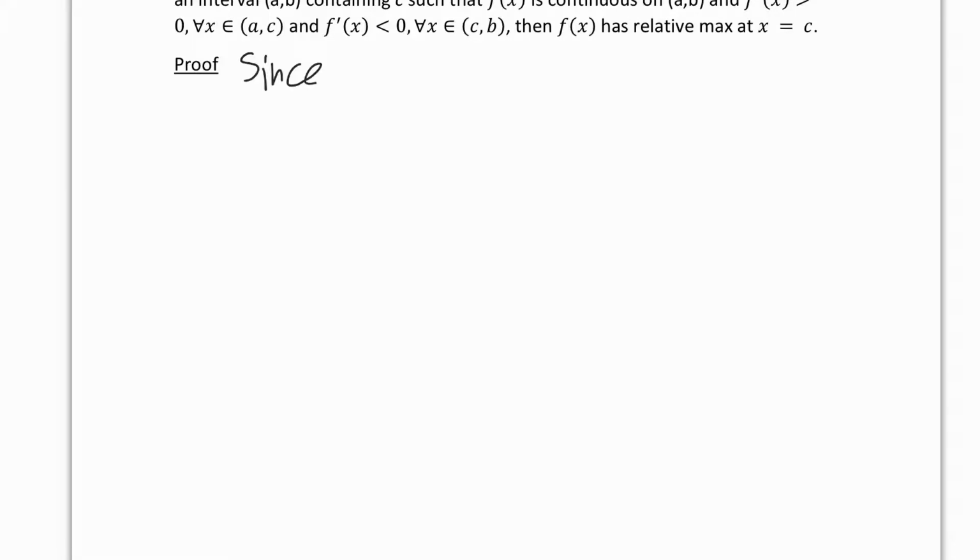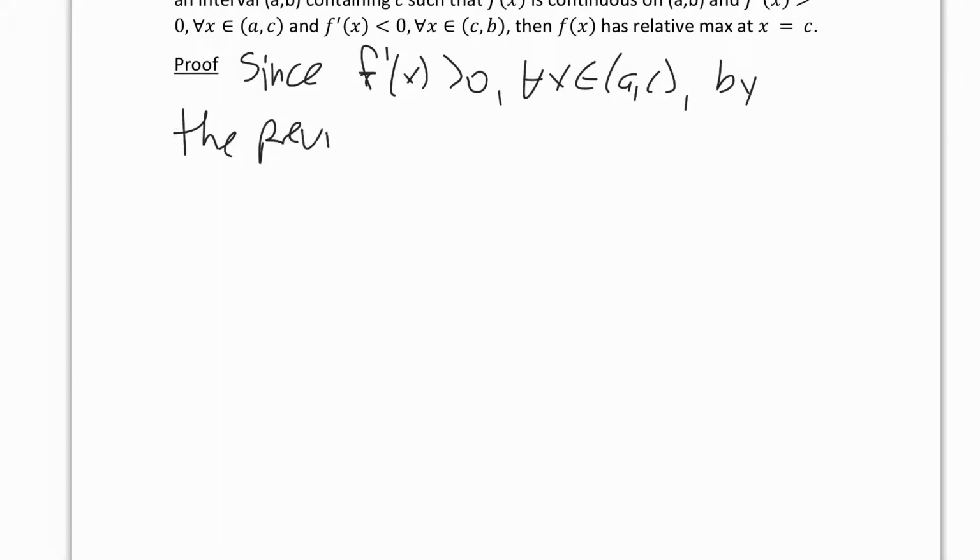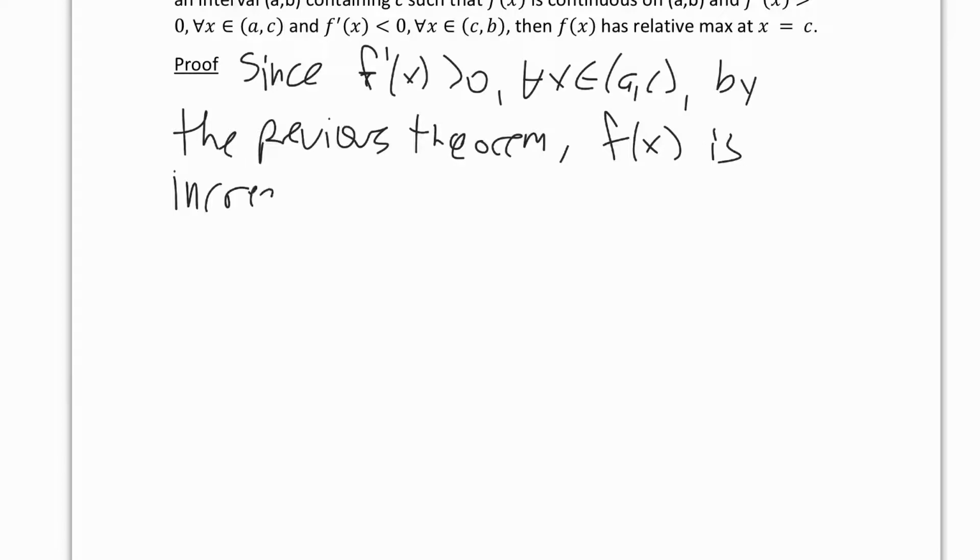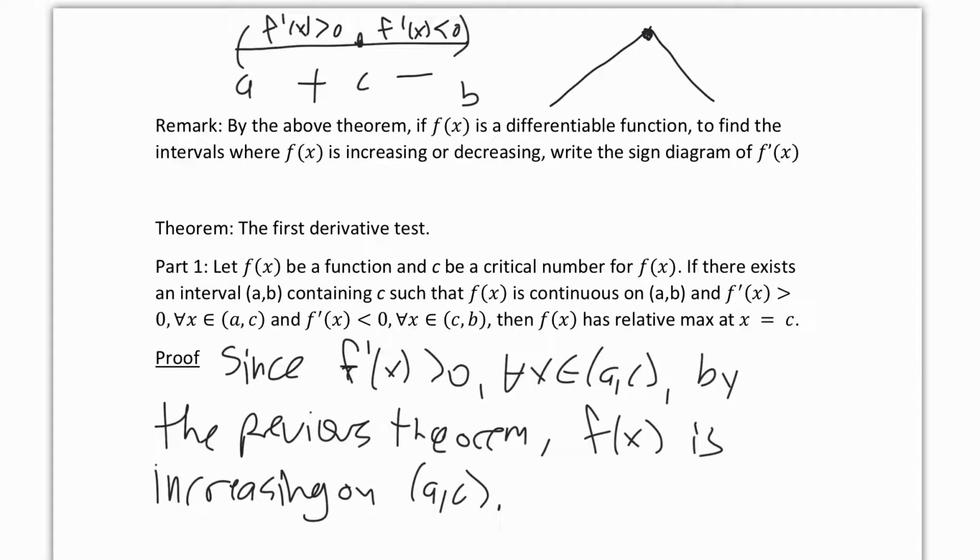Since f prime of x is greater than 0 for all x in the interval a to c, by the previous theorem, f of x is increasing on a to c. Now, what that means from a picture, of course, is that the function is going up, going up, going up, going up, going up on the interval a to c.